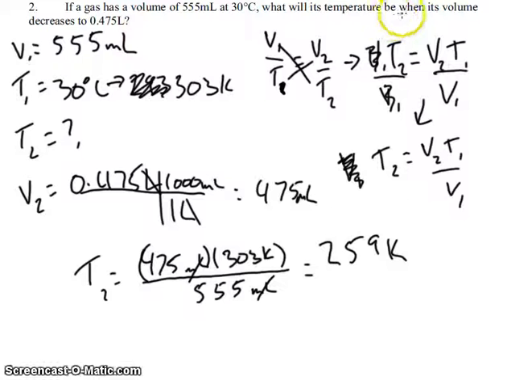This problem doesn't tell me to convert it, so I can keep it in Kelvin. If I convert it to Celsius, it's not a big deal. I'll just subtract 273 from it, and I think that should give me about negative 14 Celsius. So our volume decreased, which means our temperature would have to decrease. So that's how you do one of these problems.